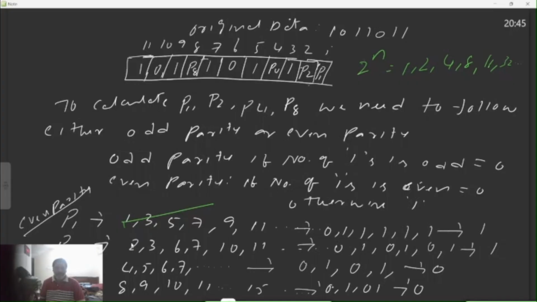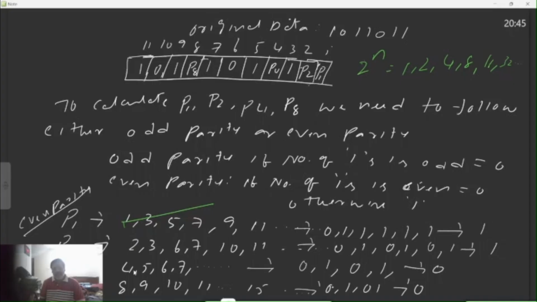Next go to P2. For P2 we already said check 2, 3, skip 4, 5 like that. So the bits you need to consider are 2, 3, 6, 7, 10, 11. Take the values from the table: 2 by default is 0, 3 is 1, 6 is 0, the 7th bit is 1, the 10th bit is 0 and the 11th bit is 1. Let's count the number of ones in this series: 1, 2, 3. An odd number of ones are there, and we are following even parity, so the final answer is 1.